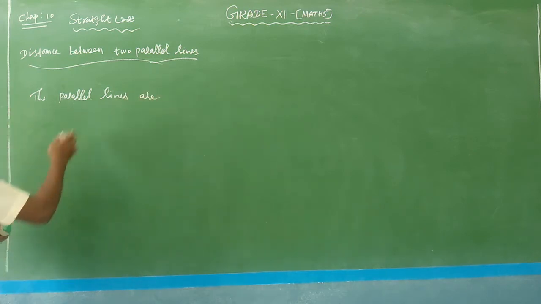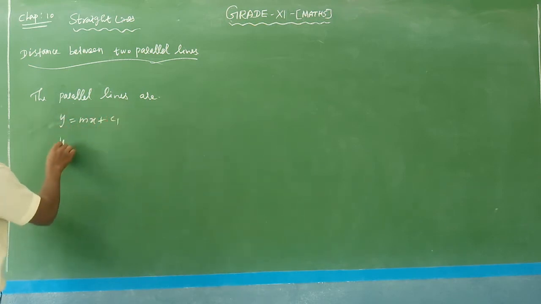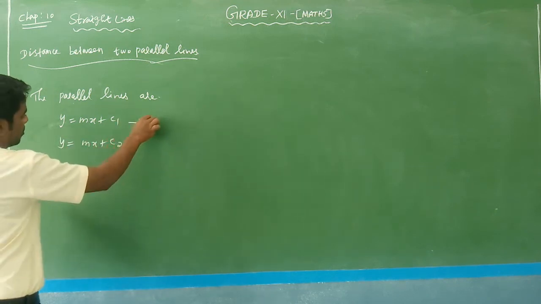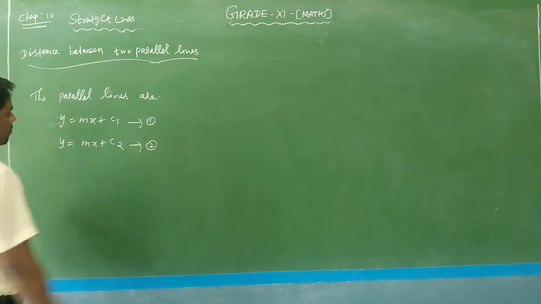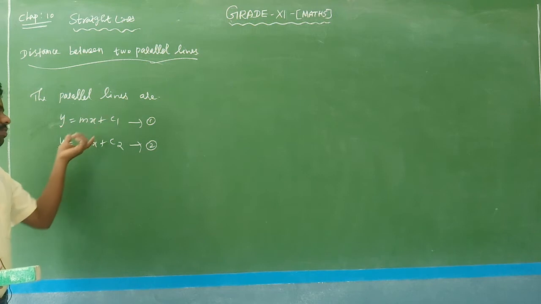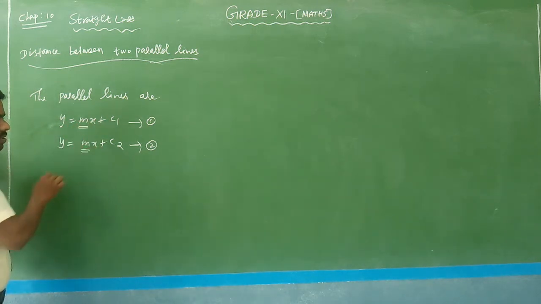Let us consider the parallel lines y equal to mx plus c1 and y equal to mx plus c2. This is equation number 1, the first line. This is equation number 2. Here, y equal to mx plus c1 and y equal to mx plus c2. Say slopes are equal. Why, sir?